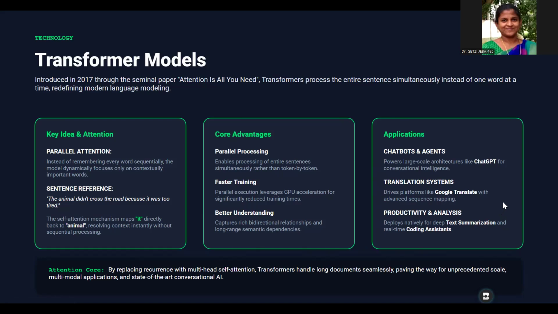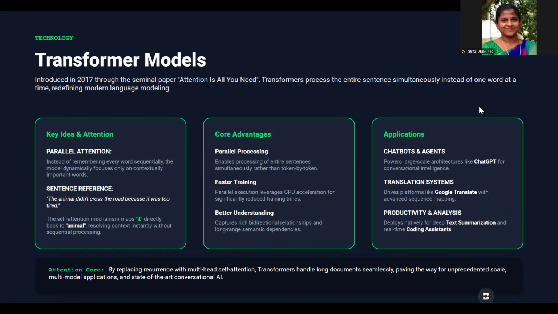So what are the advantages? You have parallel processing, faster training, better understanding. Many applications like chatbots, translation systems, text summarization, coding assistance, everything is handled by these transformers.